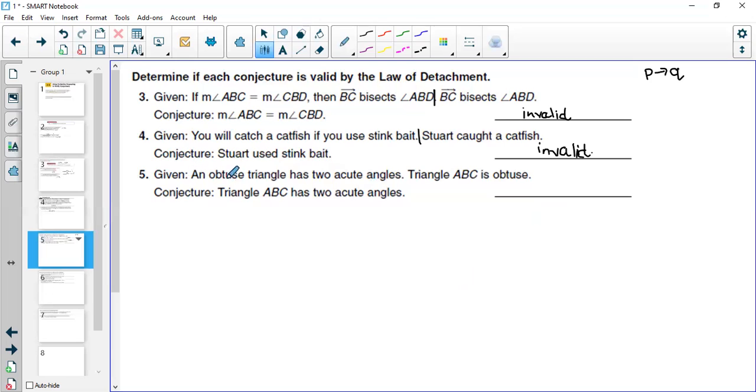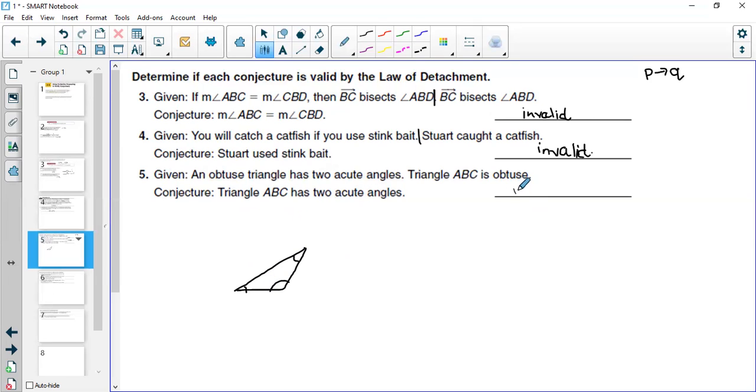Okay. Now next one. An obtuse triangle has two acute angles. You know how an obtuse triangle looks. An obtuse triangle has one obtuse angle. So it has an obtuse angle like that, and it has two acute angles. Triangle ABC is obtuse. So there is a triangle which is obtuse. Triangle ABC is obtuse. So does that mean triangle ABC will have two acute angles?